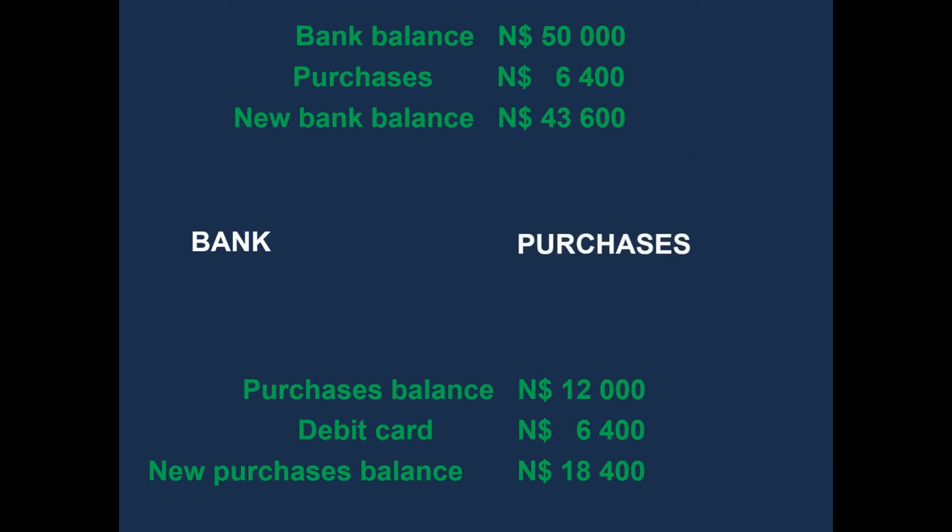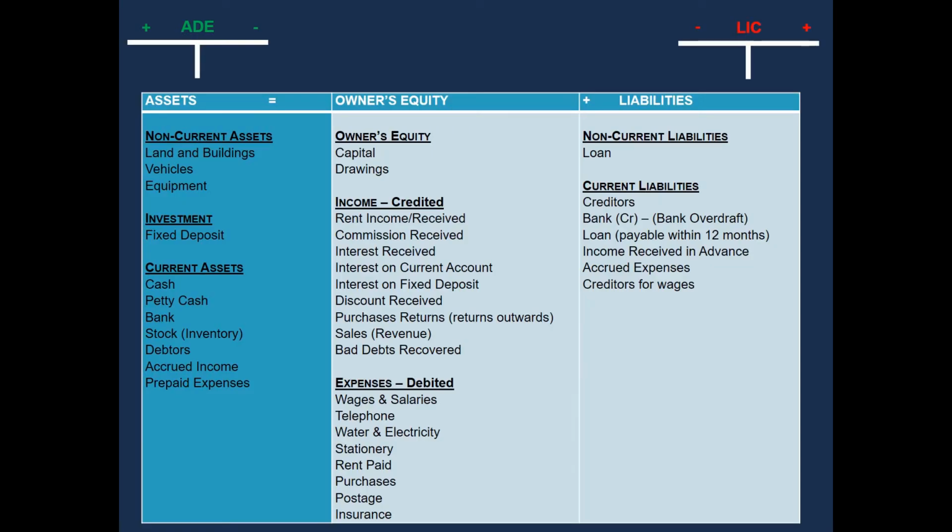Now let's have a look at how this will affect our accounting equation. So now we need to identify our two accounts again. We have bank, which is an asset, and our asset decreased, therefore we will enter that on the credit side. And our second account is purchases, and purchases is an expense, and our expense increased, and therefore we will enter that on the debit side. Now let's go and enter that transaction in our T accounts.